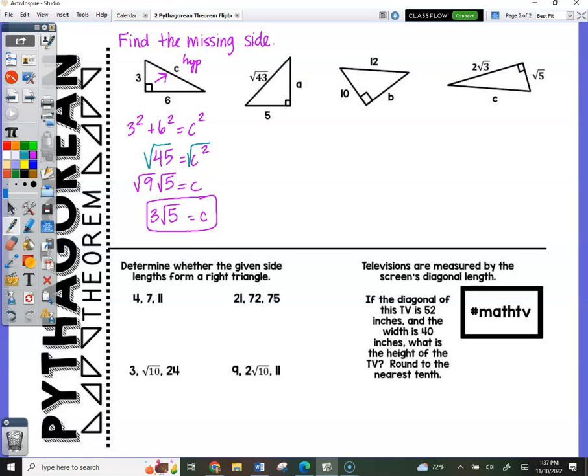Okay, go to the next triangle. Let's set it up. Draw an arrow from the right angle to the hypotenuse. That's going to be what goes in position of C. Fill the other sides in. So this is going to be 5 squared plus a squared equals square root 43 squared, right?